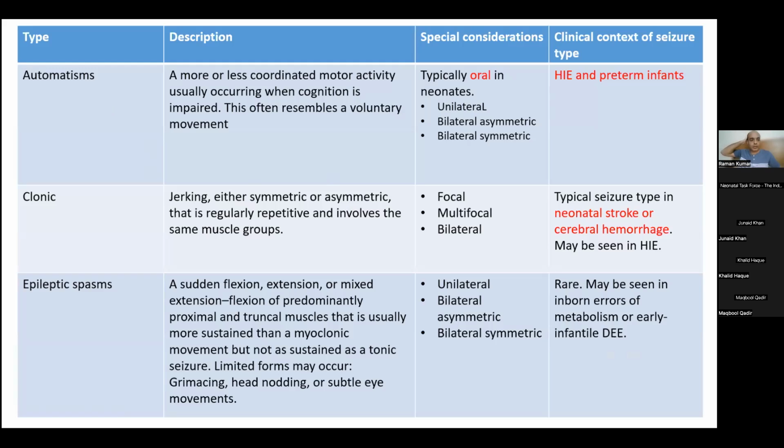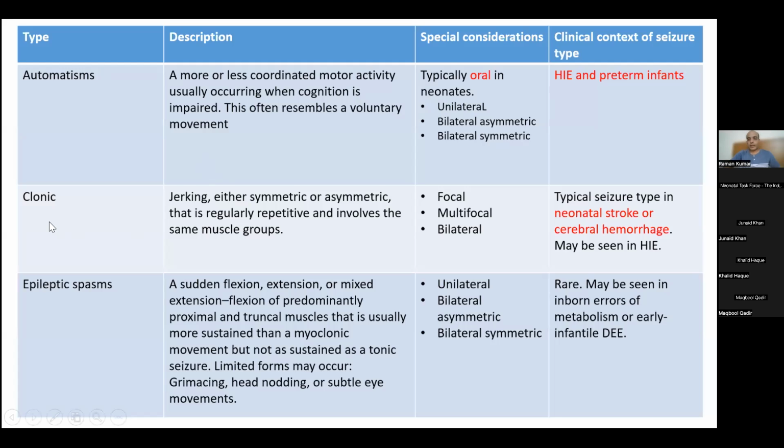So you'll find a lot of automatisms. Never wait for those focal fits, and so always these small subtle movements. They can be unilateral, they can be bilateral, asymmetric, or bilateral symmetric, but we don't call them generalized, right?